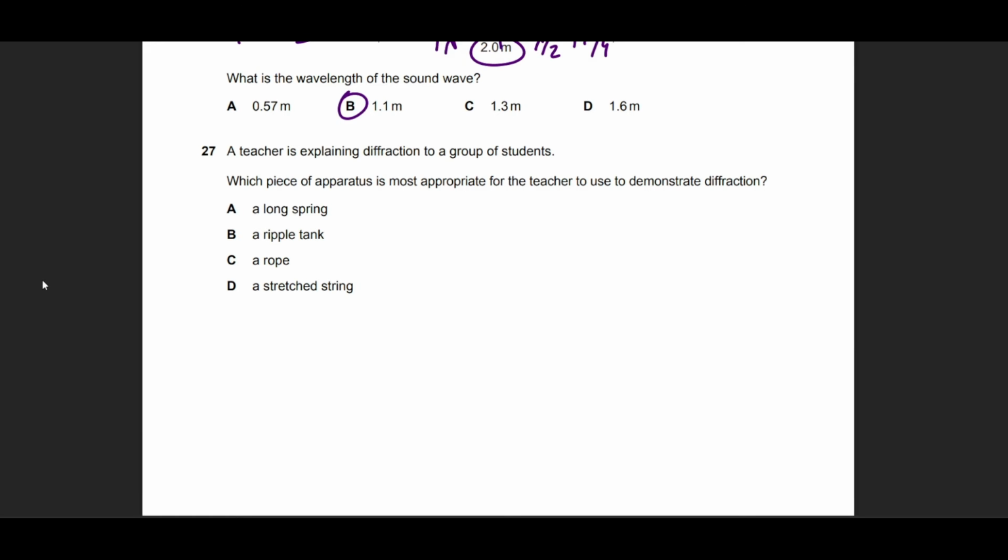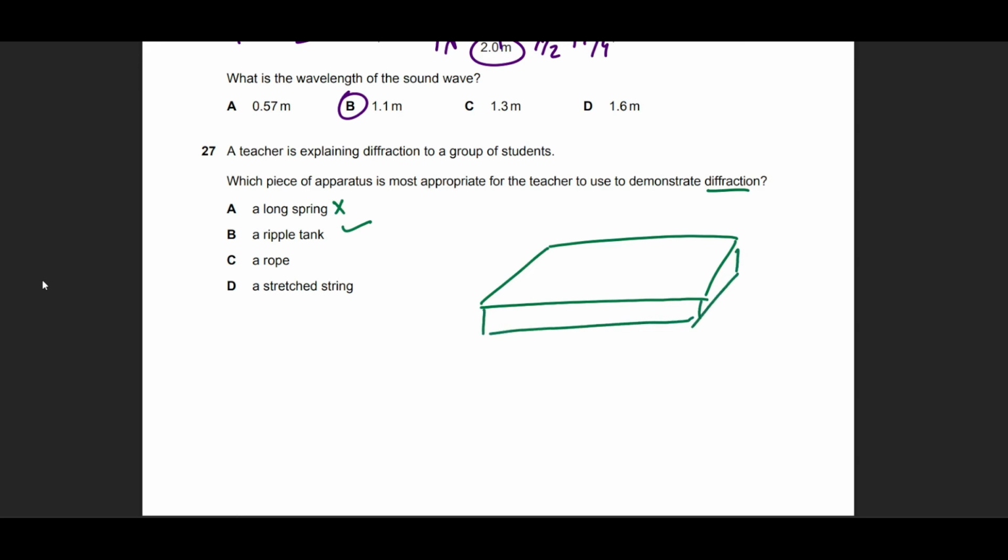Question number 27, he says, a teacher is explaining diffraction to a group of students. Which piece of equipment is more appropriate for demonstration of diffraction? Okay. A long spring, not really. It doesn't do anything. A ripple tank, most likely yes. Because we want to represent diffraction, so what we can do is that if this is a ripple tank, for example, filled with water, we can place two gaps like this, and we can have an oscillator over here, which will be generating parallel wavefronts, and when it crosses this narrow gap, the wavefronts become circular. So this is very possible.